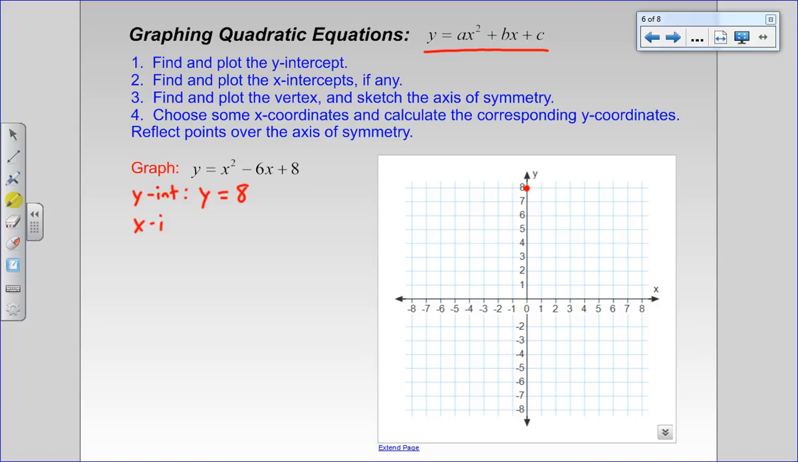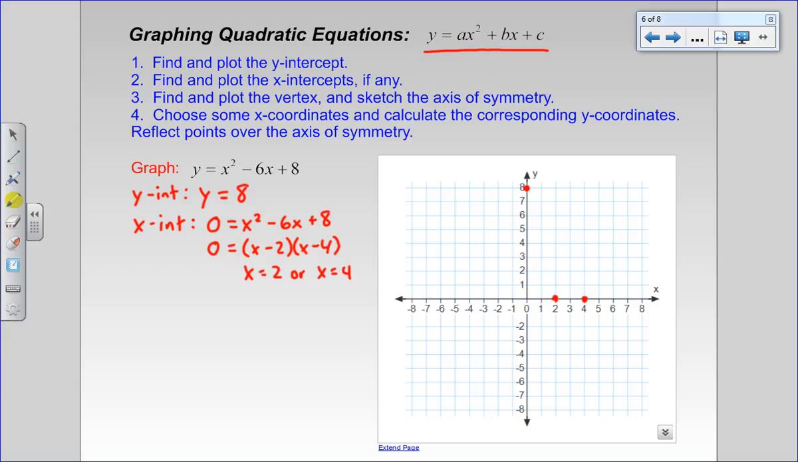Now to find the x-intercepts, we let y equal 0 and solve the equation 0 equals x squared minus 6x plus 8. We can solve this by first factoring the trinomial as the product of two binomials, x minus 2 and x minus 4. Then applying the zero product property, we see that the two solutions are x equals 2 or x equals 4. This indicates that the parabola has two x-intercepts. One is at the point (2, 0), and one is at the point (4, 0). So we can plot those points on our coordinate plane as well.